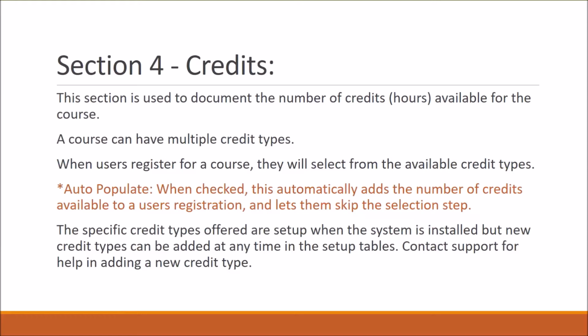However, if you're only offering one type of credit, we recommend that you use the auto-populate, and when they click to register, it will automatically populate that information for them, and it's one less step for that person, for the choices that they have to make. And so it makes it a little bit more streamlined for your users. Otherwise, they'll choose their credit.